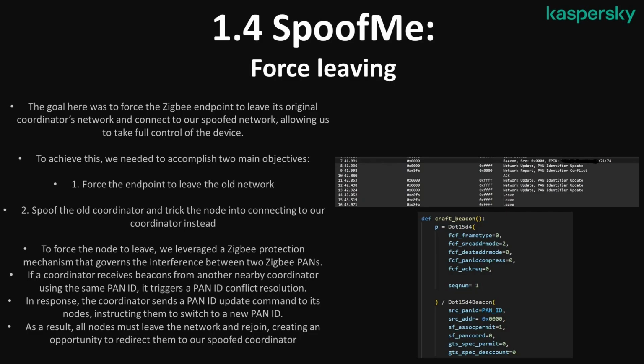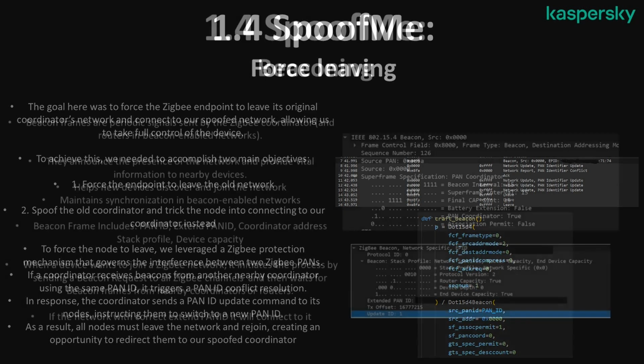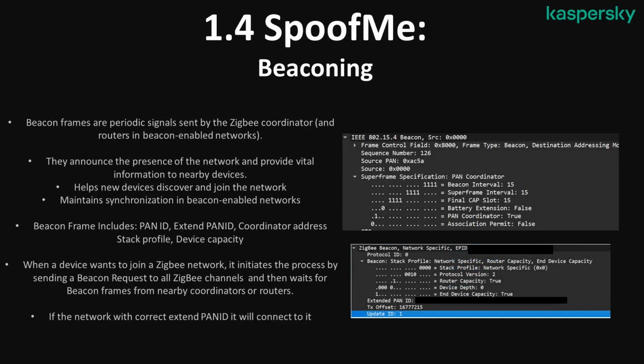And as you can see in the photo on the right, the coordinator with four zeros received it, and after that it said, oh, there is a PAN identifier conflict, and the endpoint started to leave. Now it's time to make it choose me. But before that, let's talk about something called beaconing in ZigBee.